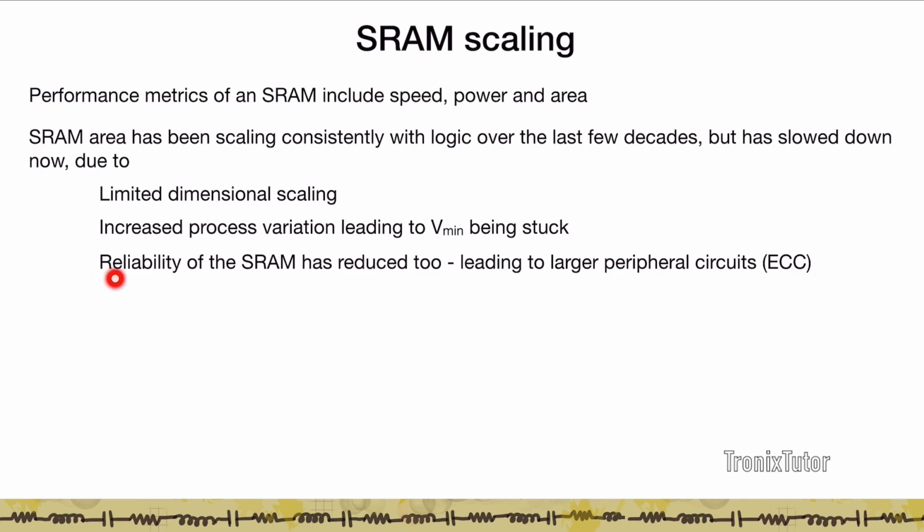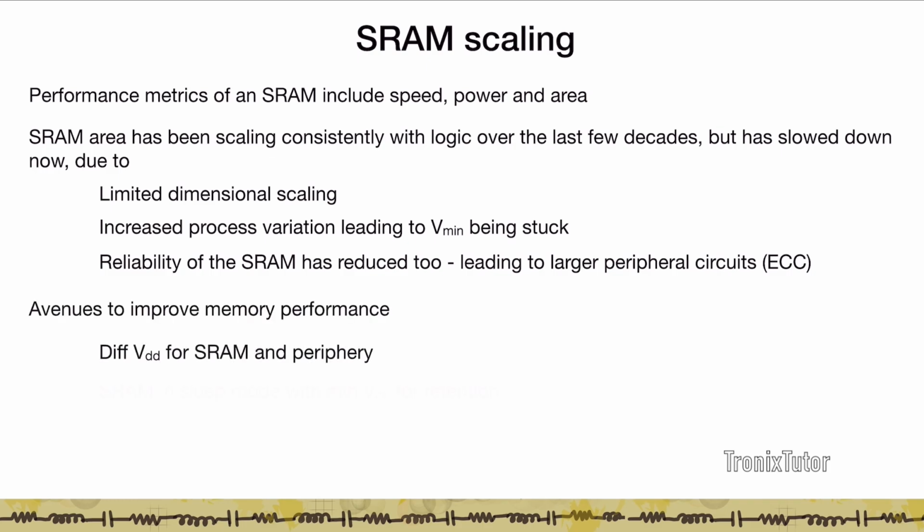And the last thing is that the reliability of the SRAM is reduced too, and so that means that you have to have a lot of error correcting codes, etc. So the peripheral circuits have started increasing. So the overall area of the SRAM block, for example, the memory area is not going down as fast as it should, and secondly, you're increasing the peripheral circuits in the SRAM. So overall, the SRAM size is not scaling as much as logic.